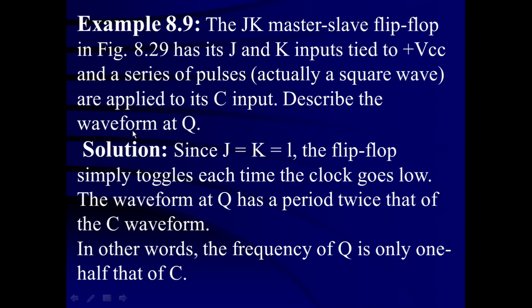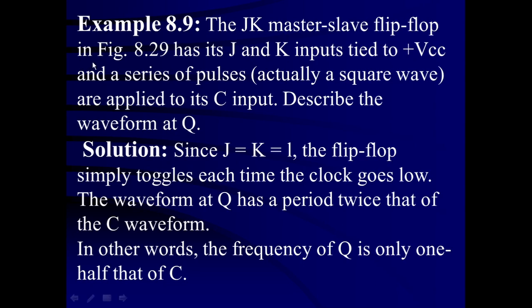Now, using this master slave edge triggered flip-flop, there are some applications, and one application is that it works as a divide by 2. Frequency is divided by 2. So it is a frequency divider: if there is a clock frequency f0 here, then the output frequency is going to be f0 divided by 2.